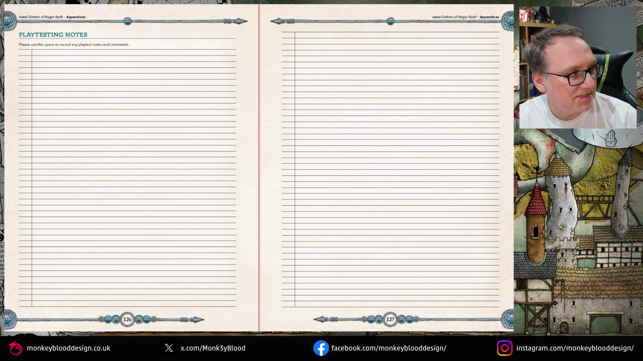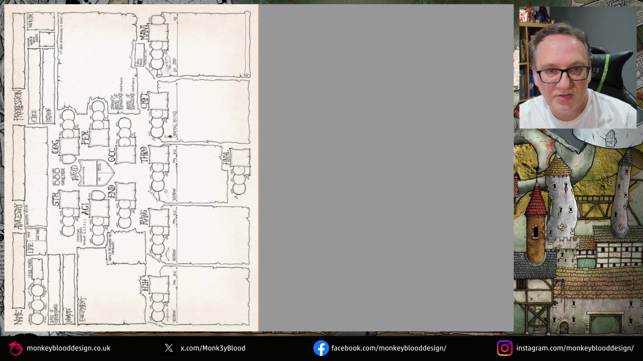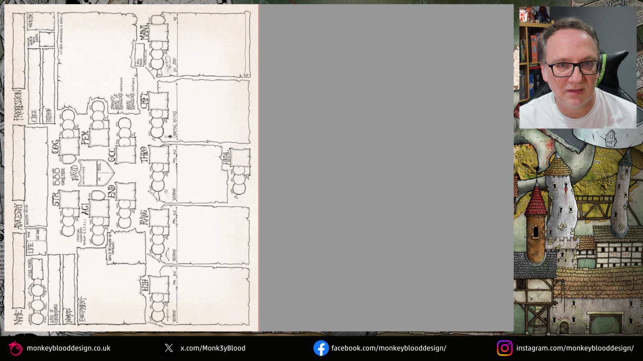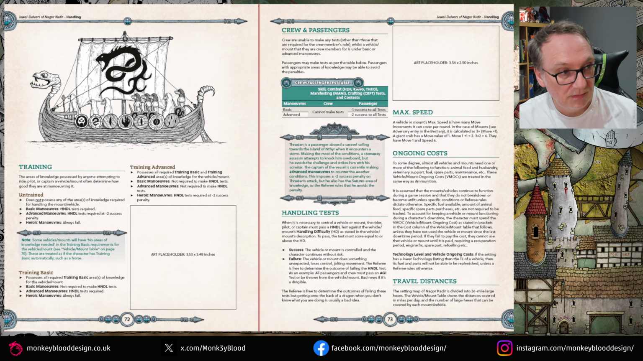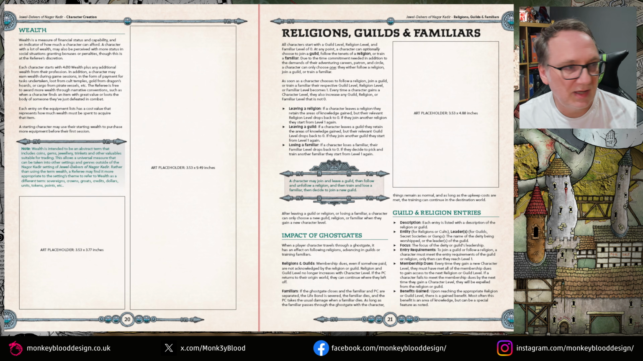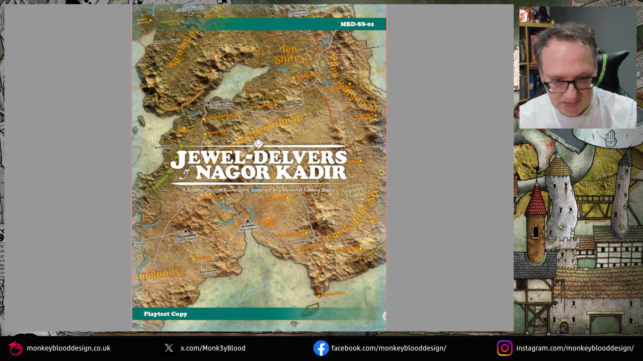And then some playtesting notes with places you can put your page number, and a character sheet at the end. Although there is a new character sheet that's 2 pages, everything's spread out a bit more, and it's got some spaces for the vehicles and all the crafting recipes that you could get. So hopefully I've explained kind of what this is.